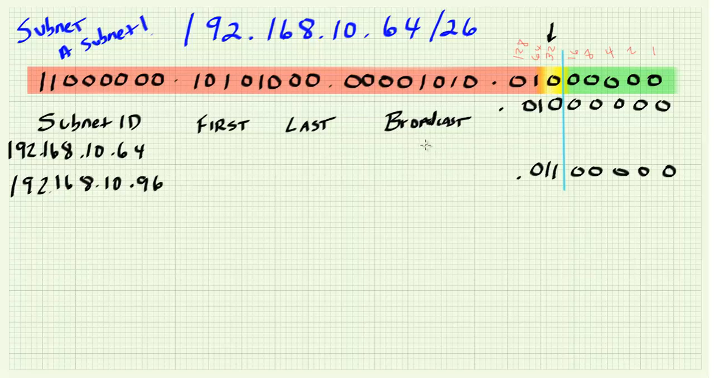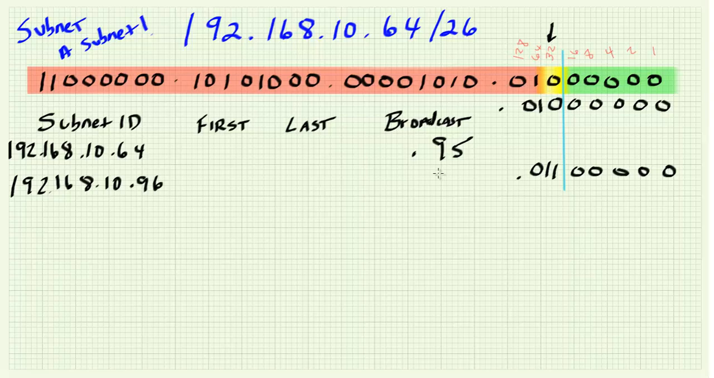So what is the broadcast number for this first subnet? Well, we can take our next subnet, which is .96, and subtract 1 from that and get .95. Remember that the broadcast is always 1 less than the next subnet. So what's going to be the broadcast for the next subnet?